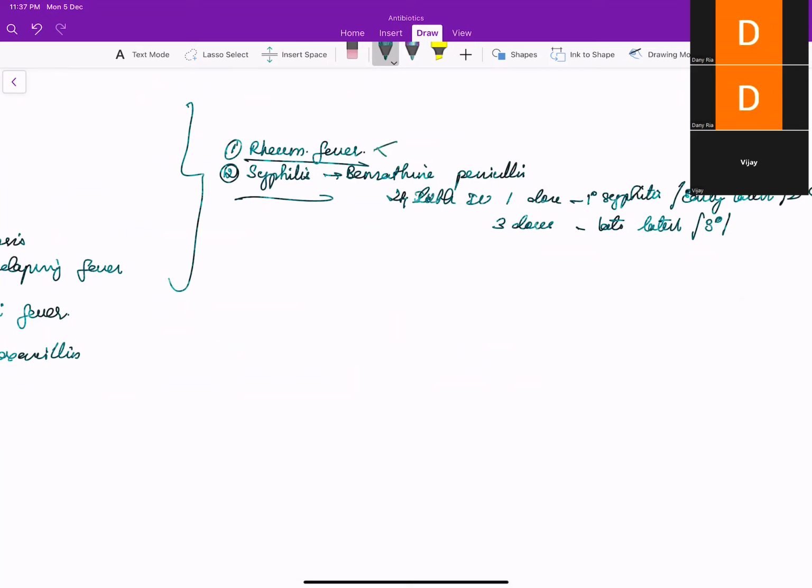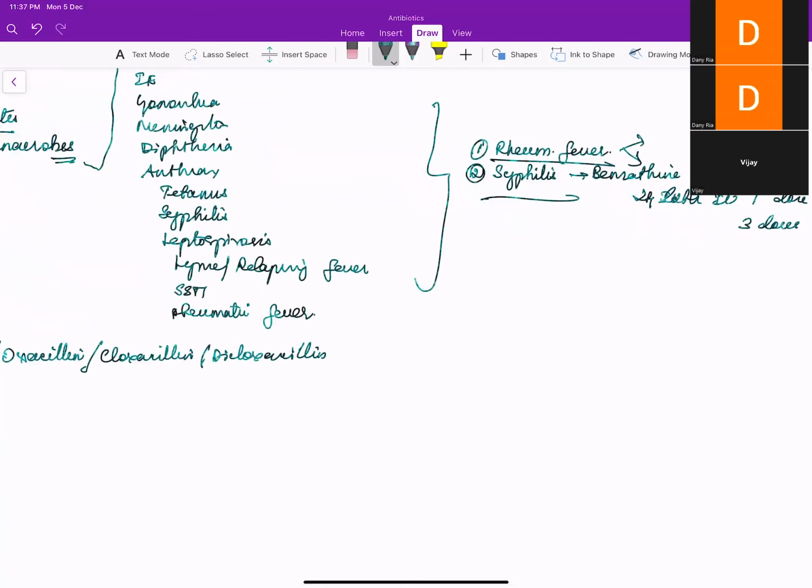If 3 doses of injectable penicillin, how many weeks apart? 3 doses, 3 weeks apart. So roughly 1 month. This month one, next month one, the next month one. Benzathine penicillin has to be dosed every 21 days.